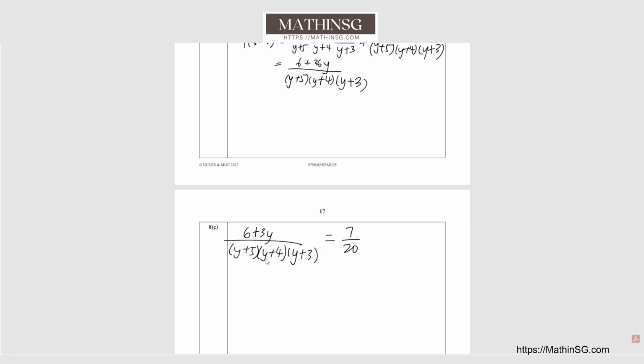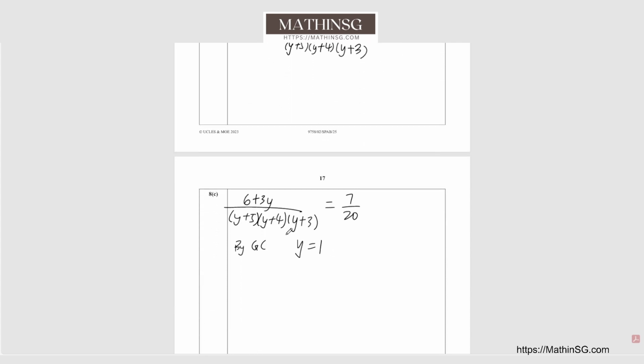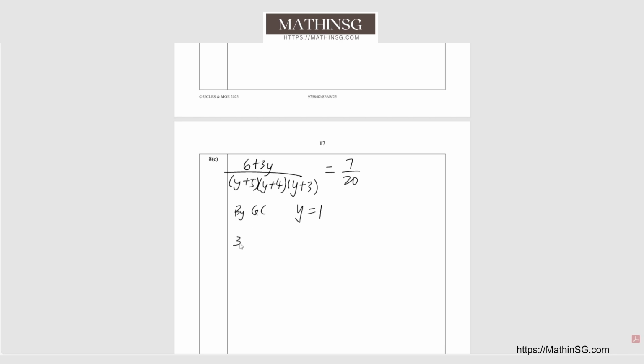So just type in solve for the unknown. By GC, you'll find that Y is equals to 1. In other words, I have 1 yellow disc in the bag. So now I know that this bag has 3 blue, 2 red, and 1 yellow. In other words, the total number will be 6.